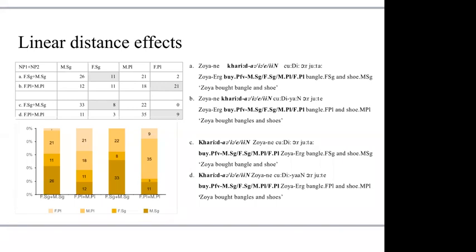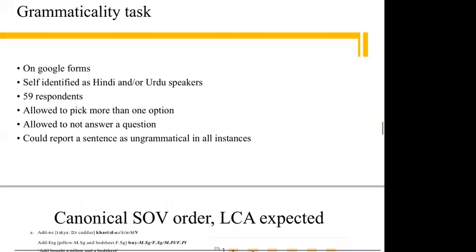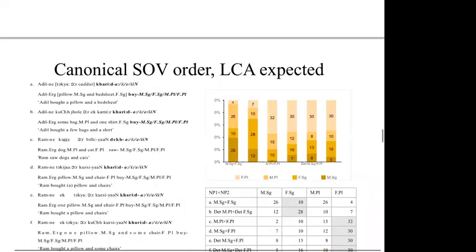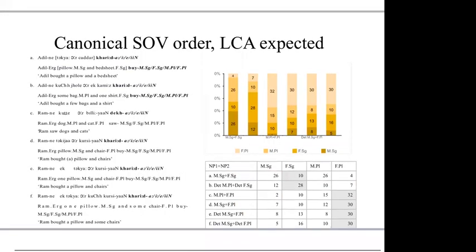Okay, Sakshi will volunteer and give me judgments on each of the examples. Adil ne takiya aur chadar kharide. Here I can also accept kharide, but I would rather use kharide. Adil ne kuch jhole aur ek kameez kharide. Ram ne kutte aur billiyan dekhi. Ram ne takiya aur kursiyan kharidi. Ram ne ek takiya aur kursiyan kharidi.